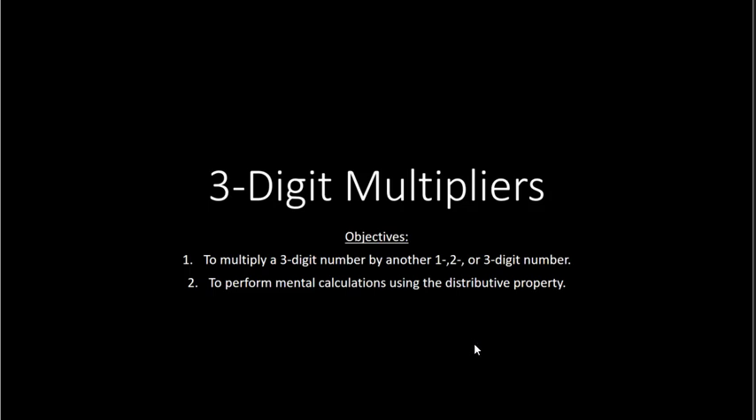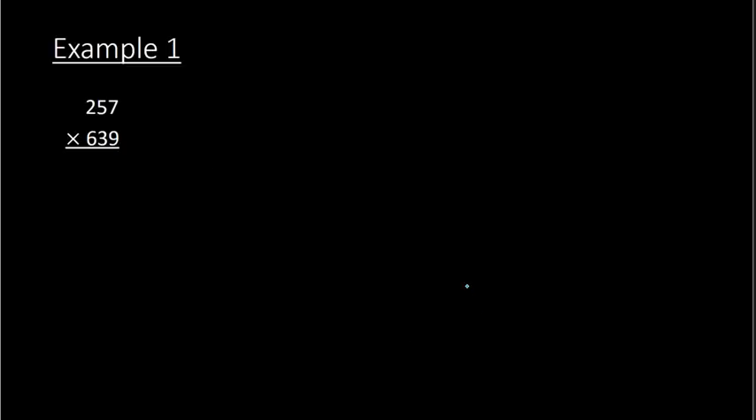In this video, you will learn to multiply a 3-digit number by another 1, 2, or 3-digit number, as well as how to perform mental calculations using the distributive property. Now, if you can multiply a number by a 2-digit multiplier, you can do the same thing with a 3-digit multiplier. So the process is really the same, we just do it one extra time with that third number.